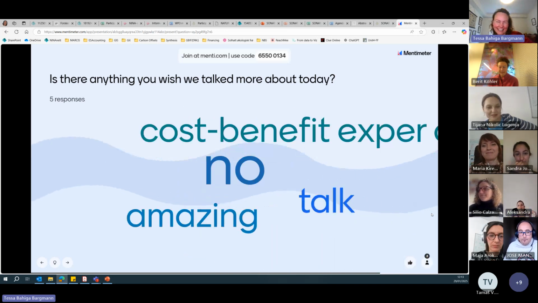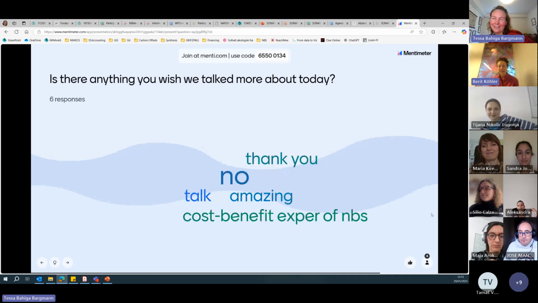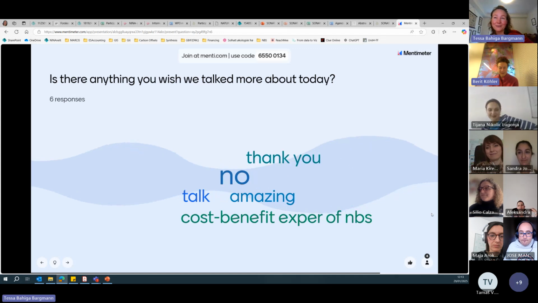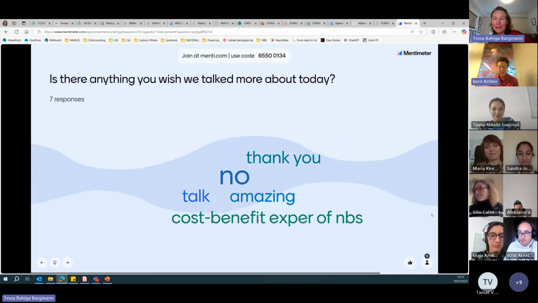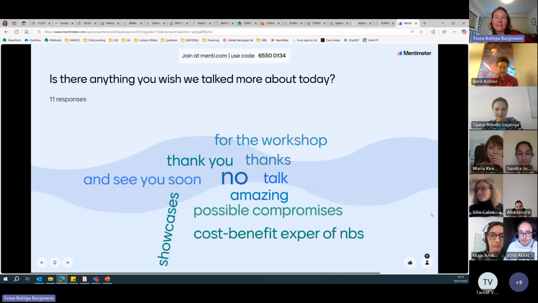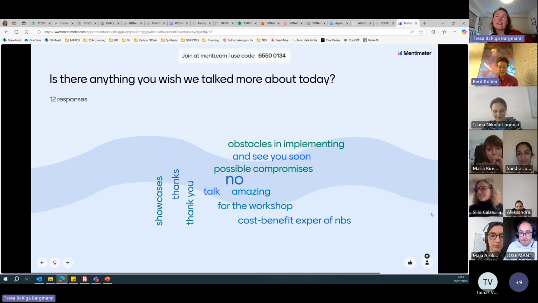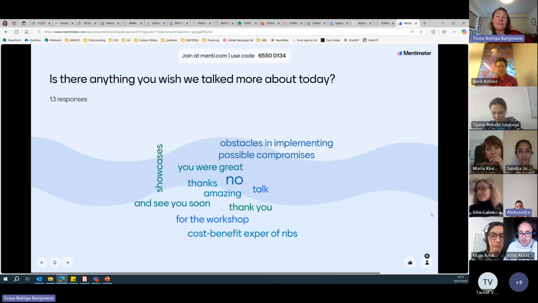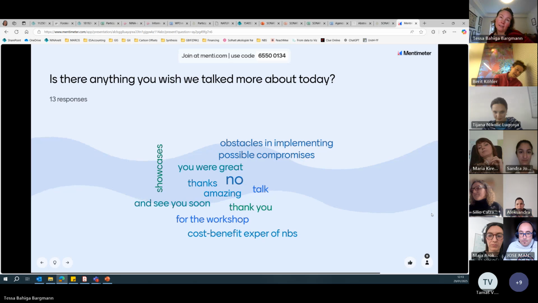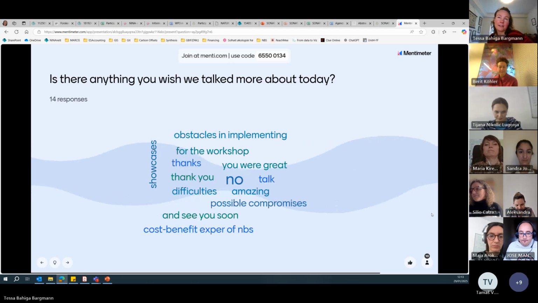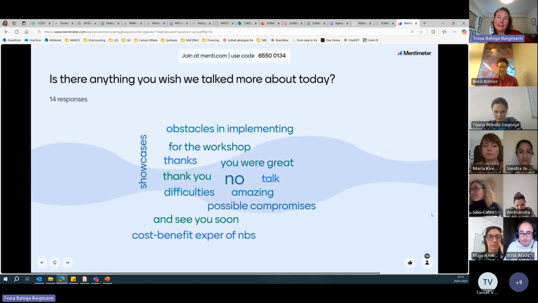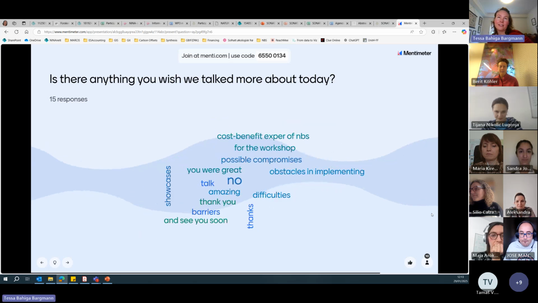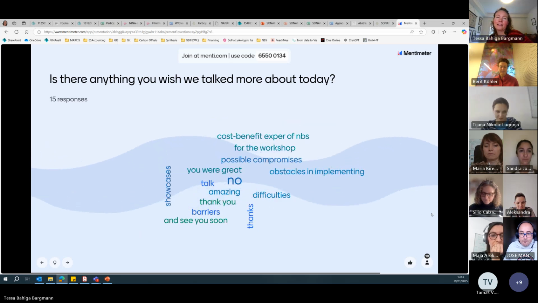So we hope to have it be very interactive. Cost benefit. Experiences. Perfect. Others? Obstacles in implementing both living labs and nature-based solutions. Compromises, difficulties.